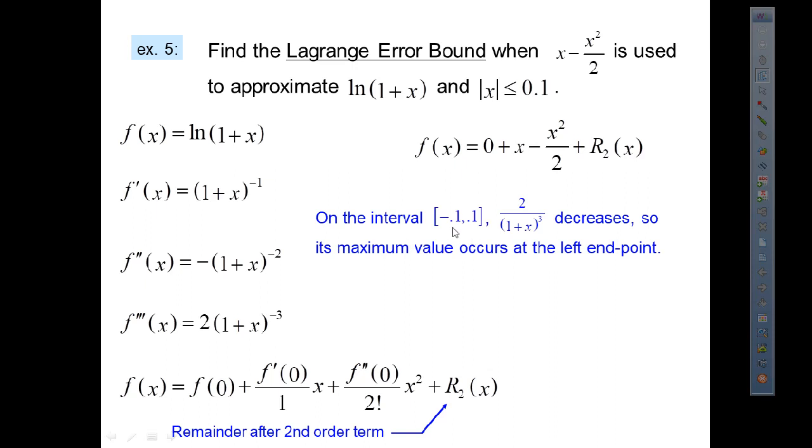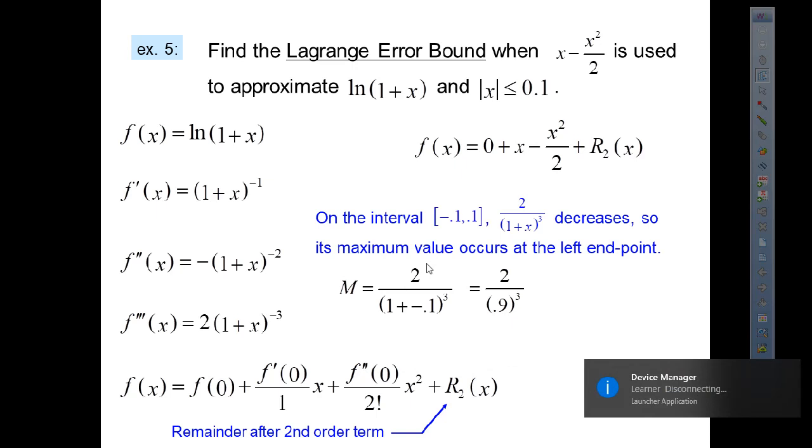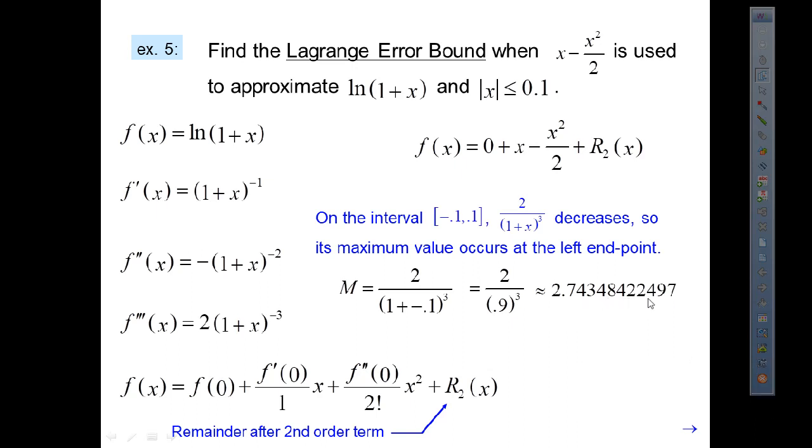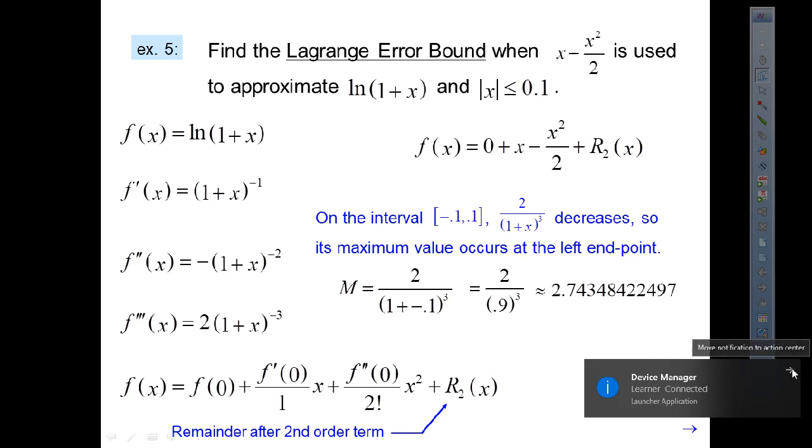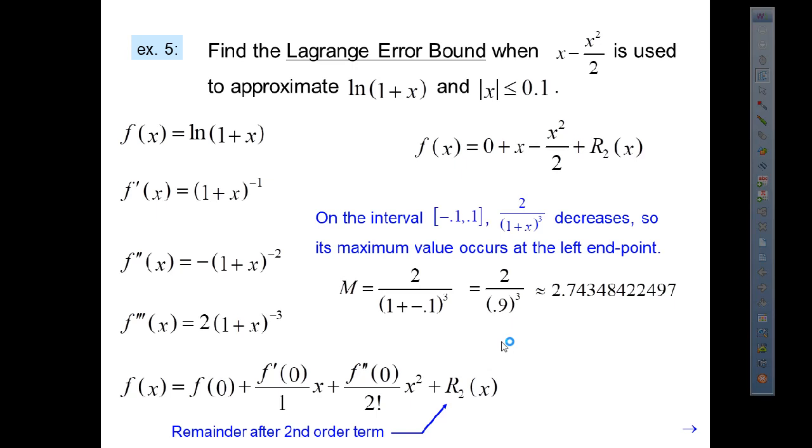On the interval from negative 0.1 to 0.1, 2 over (1 plus x) to the third decreases. So its maximum value is going to occur at the left endpoint. So our M is equal to 2 over (1 plus negative 0.1) to the third power. So we do our calculation, and we get that that is approximately 2.714348422497. So that's our M value.